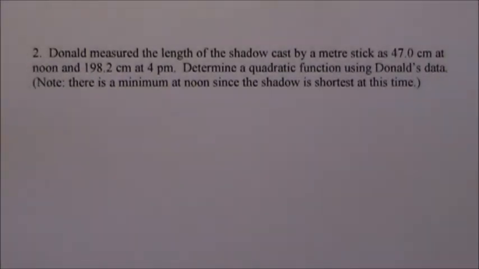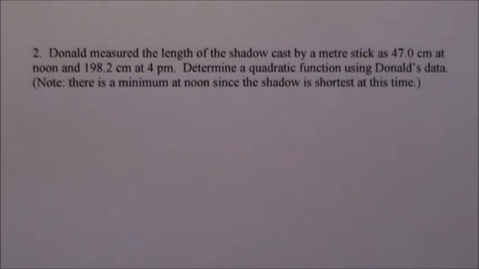Donald measured the length of the shadow cast by a meter stick as 47.0 centimeters at noon and 198.2 centimeters at 4 p.m. Determine a quadratic function using Donald's data. Note, there is a minimum at noon since the shadow is shortest at this time.